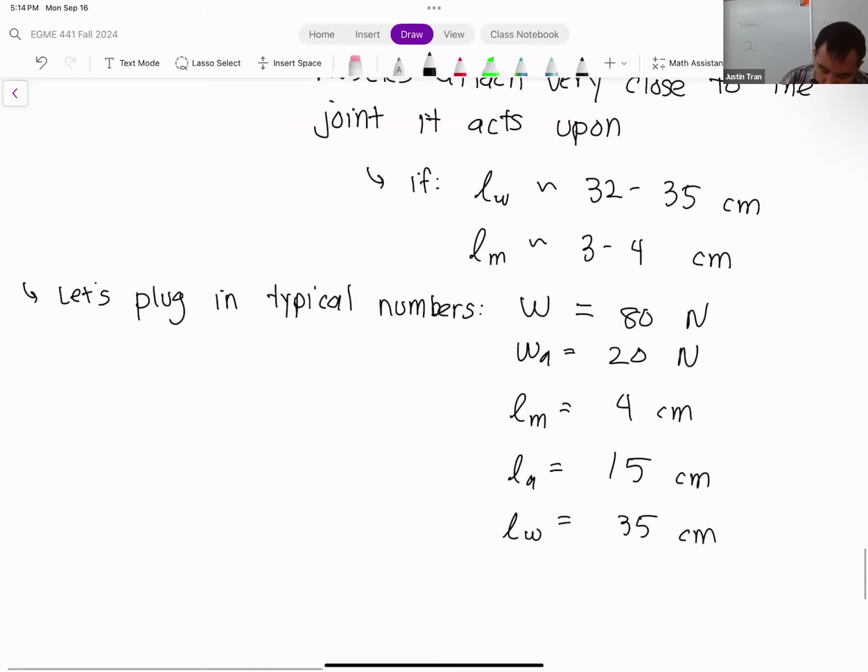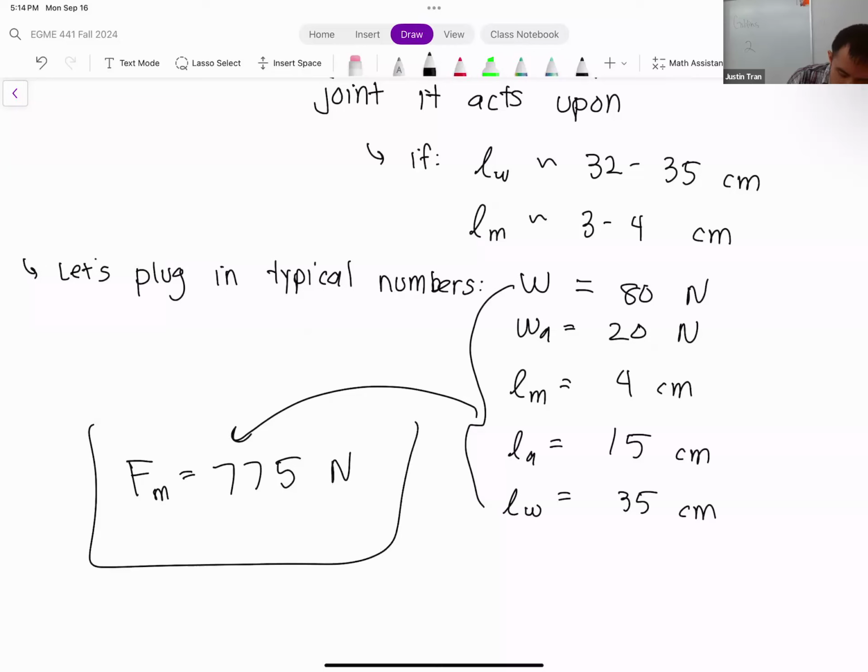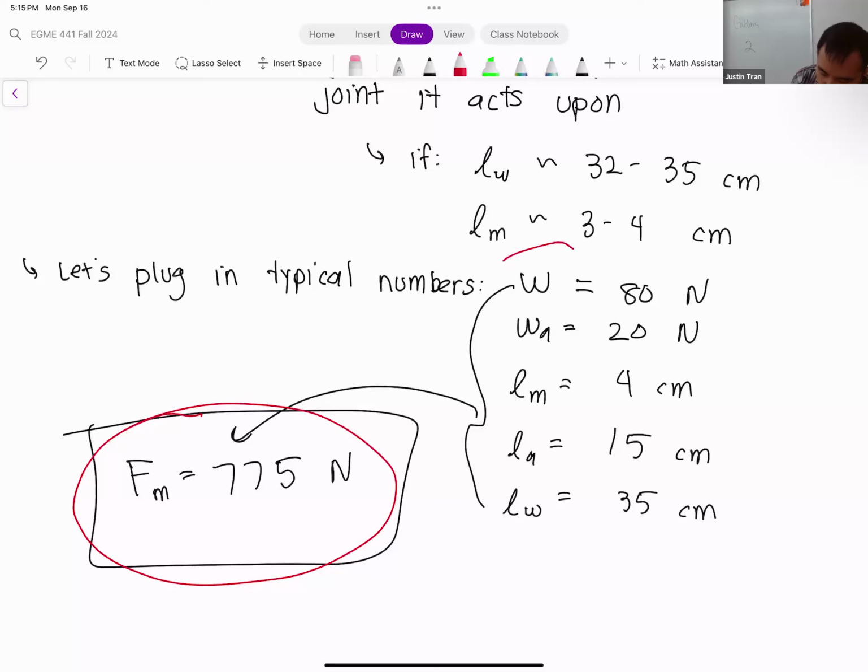All right, so if we plug all of these numbers in, we get a muscle force of about 775 newtons. Okay. Which, in the grand scheme of things, is not that much, right? But if you compare this muscle force to the external weight that you're supporting, right?